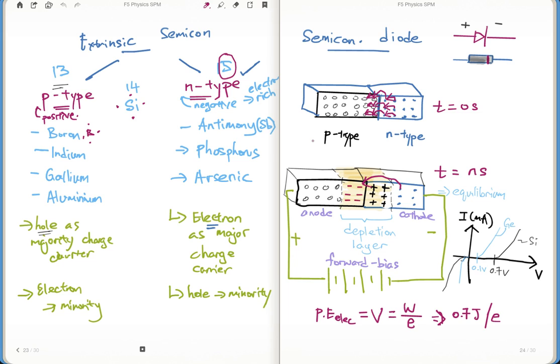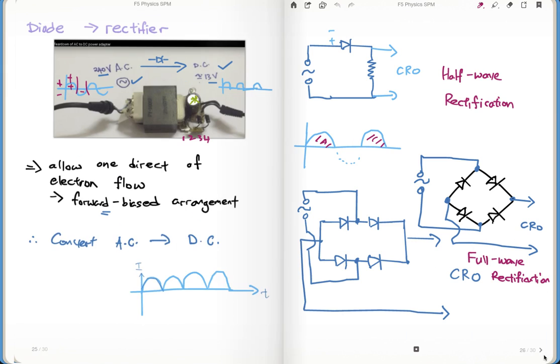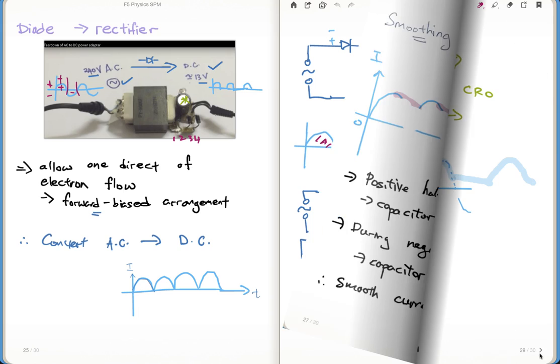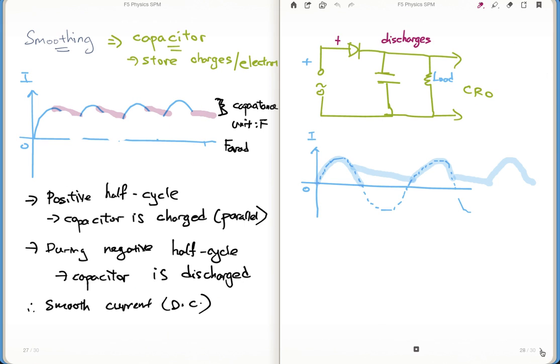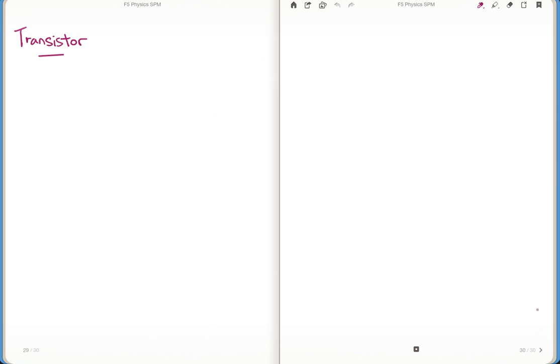Previously, in my SPM Physics Form 5 series, we talked about the semiconductor diode, where we use two types of semiconductor, a P-type and an N-type. I bring them together and they form a diode. For today, we'll talk about the application and how to get a direct current. So in this video, we'll talk about the transistor.